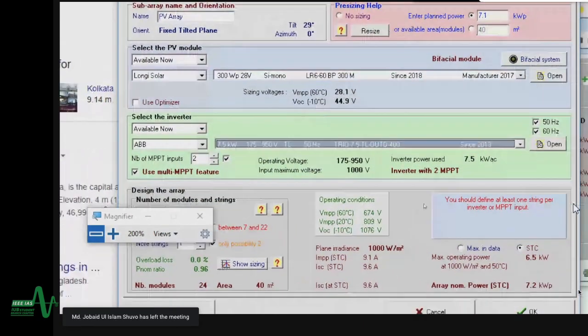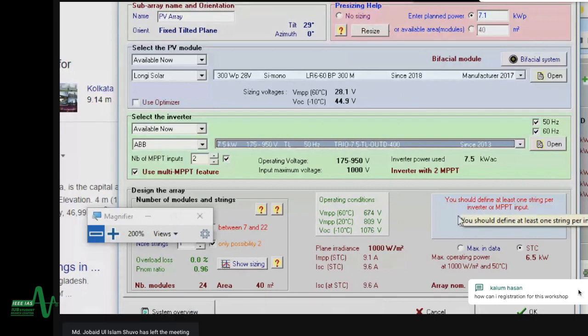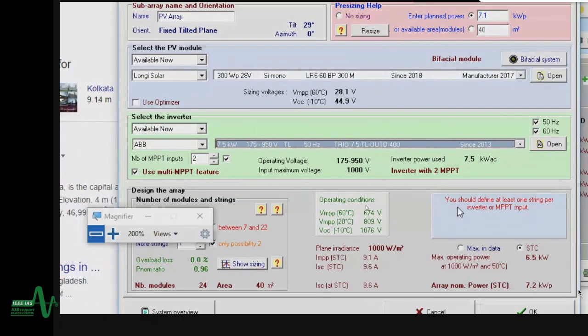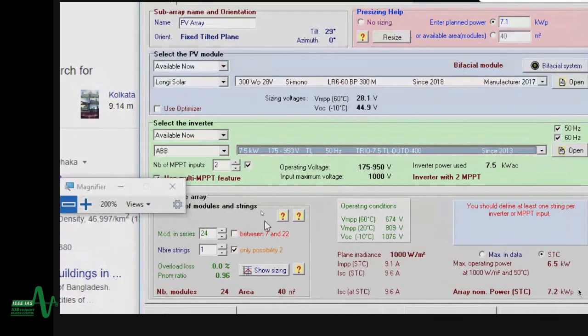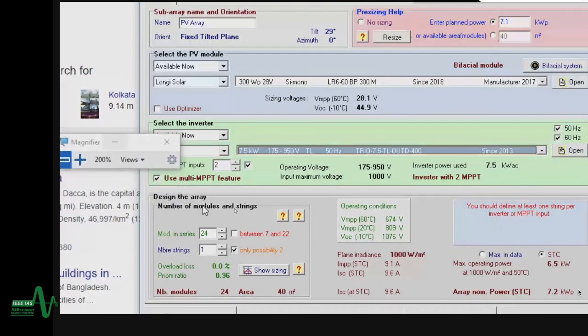It actually gives us some issues. Look, here it is showing some notification. What does it say? We should read it. It says you should define at least one string per inverter or MPPT unit. So that means MPPT. Look, here it uses the multi MPPT feature, two strings, two inputs. It says you have to maintain this. Look, the software automatically gives us a suggestion for the solar module we chose: it automatically calculates that in series connection there are 24 modules, and the parallel string would be 1.